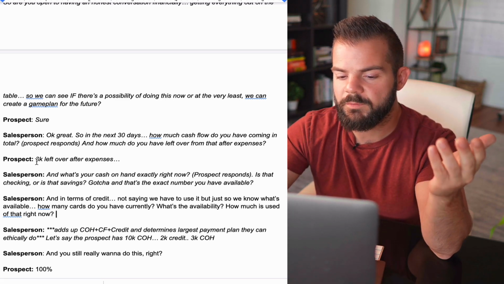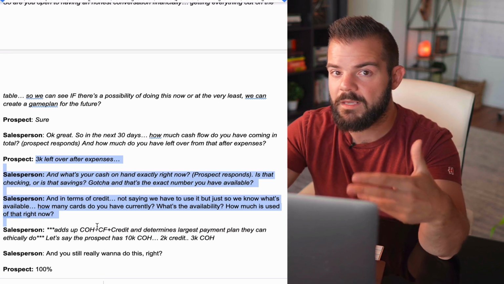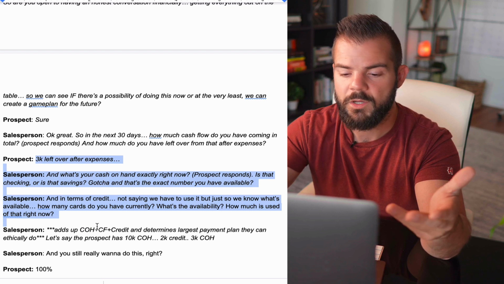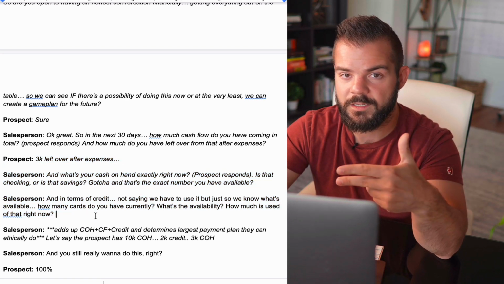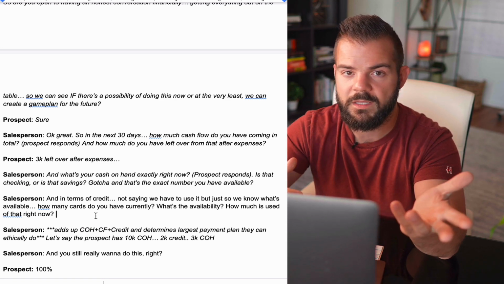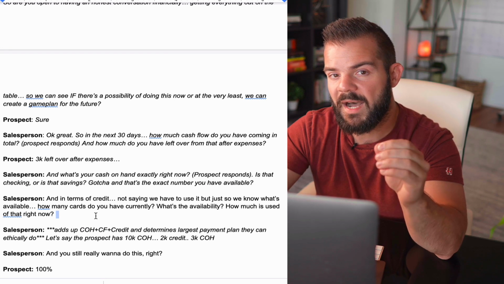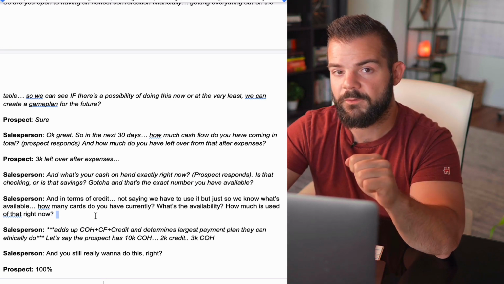So if they truly believe that this is going to be a life-changing product or service, and there's a maybe, but they can't do it, but there's maybe a way we can finance it out to make it work, well, you bet your butt they're going to give you their cash on hand, credit, etc., so they can see if there's a way we can make this deal happen. So if people are truly bought in that this is the right thing, now's the right time, then they'll give you this information every single time.